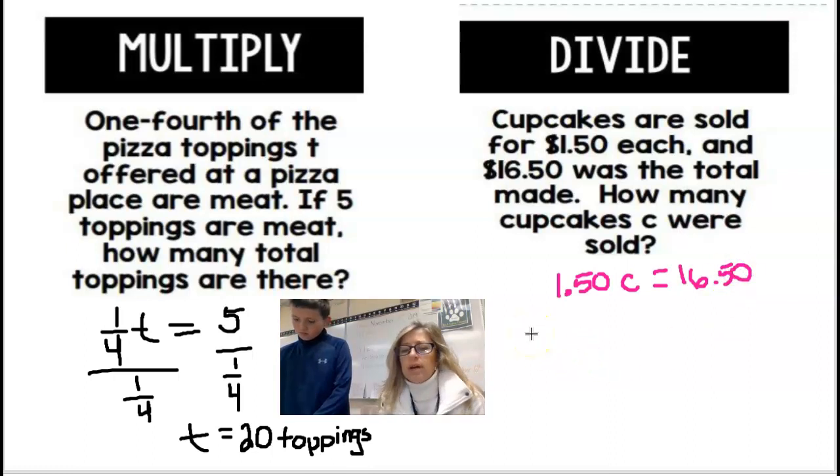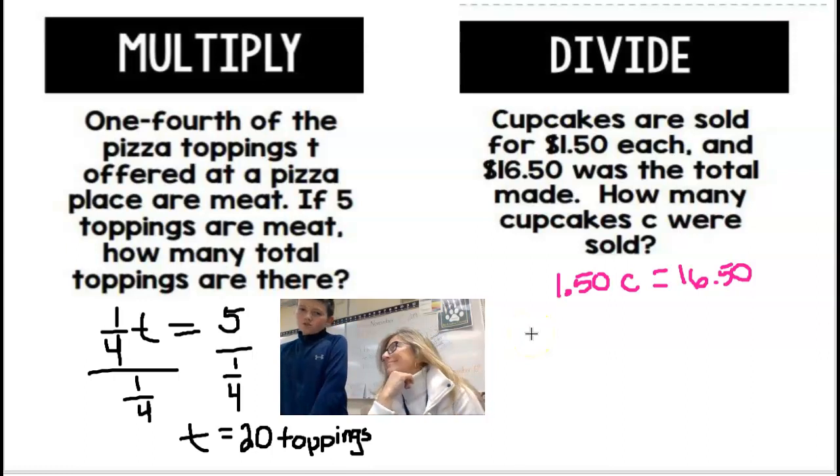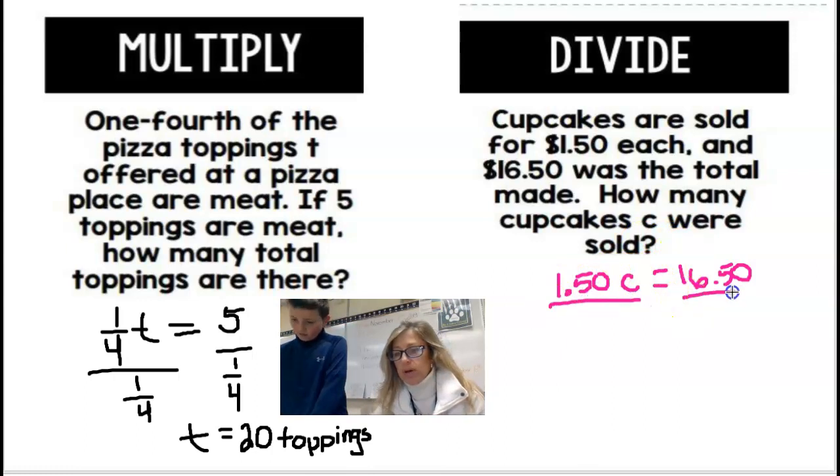Now Jack, what operation is 1.50 times C? I kind of gave it away. So what's the inverse operation? Division. I'm going to divide both sides by what? What number is with the letter? The number of cupcakes. Yep, but how much is each cupcake? $1.50. That's what I need to divide away so I can figure out how many cupcakes I had.